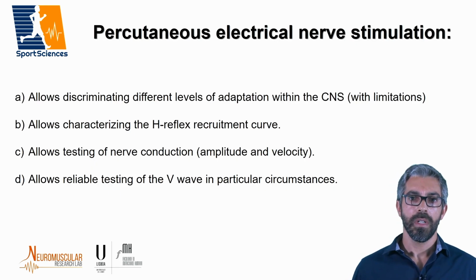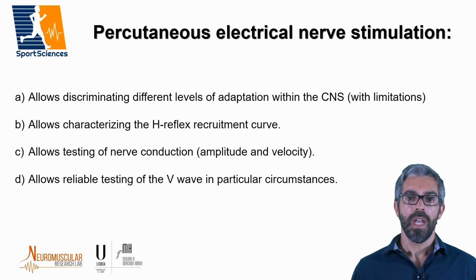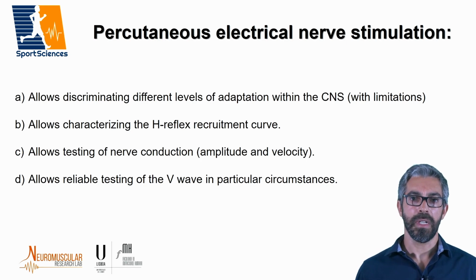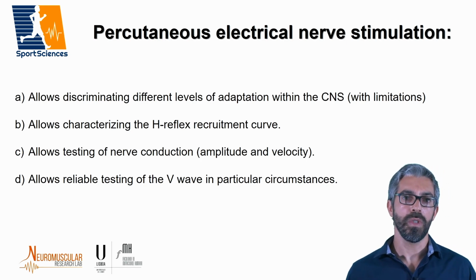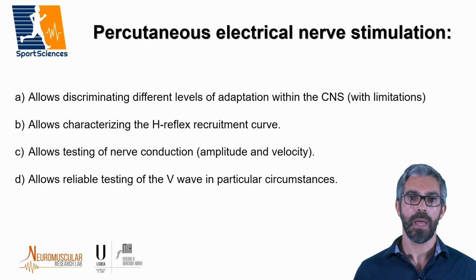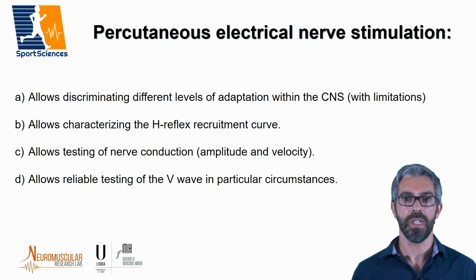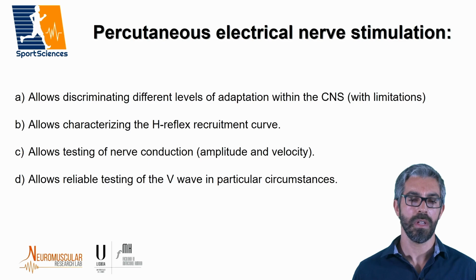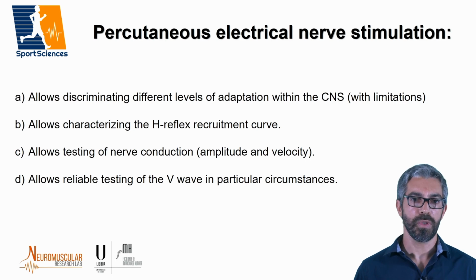Taken together, we attempted to provide a simplified overview of this technique, and we concluded that this technique in particular allows, point 1, to discriminate between different levels of adaptation within the central nervous system, but not without limitations. Point 2, characterizing the H reflex recruitment curve is also possible. Point 3, testing the properties of nerve conduction is also possible. And finally, it allows reliable testing of the V wave when respecting certain computational procedures.